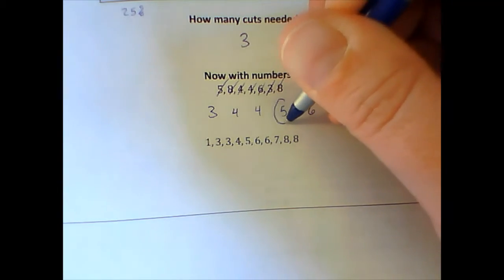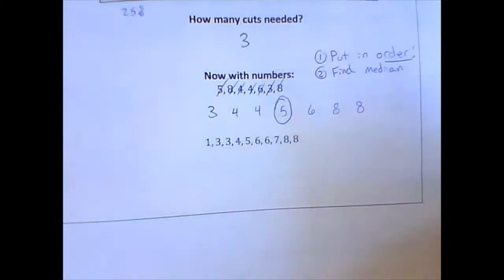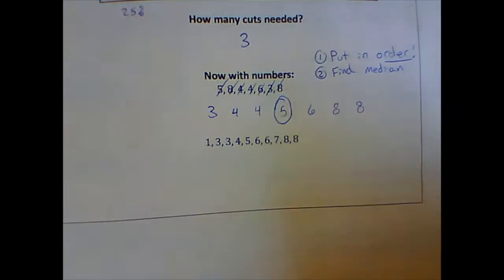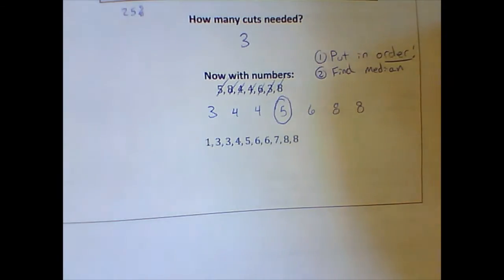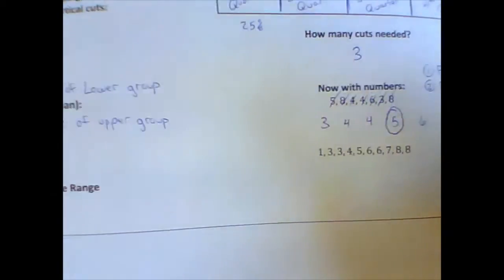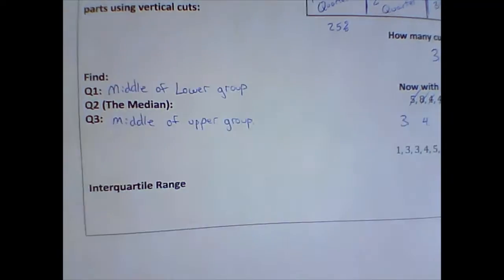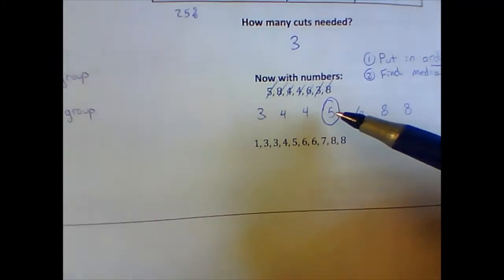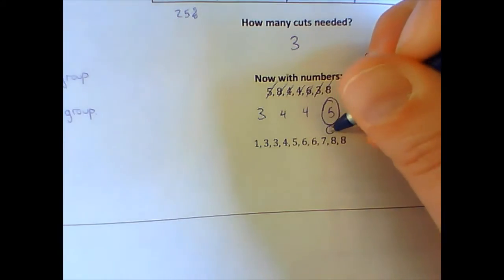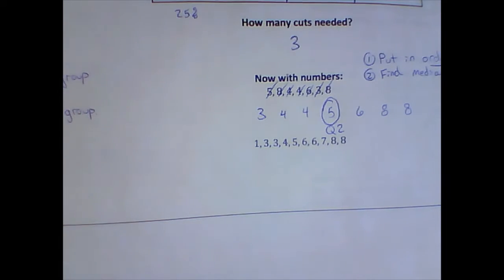Okay, when you found the median, you have found Q2. You found the middle point of the data. 50% of the data is to its left, the other 50% of the data is to its right. So that's the median. It is also called Q2. So it has two different names.